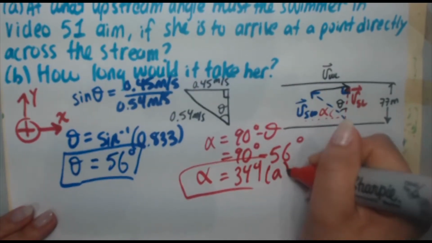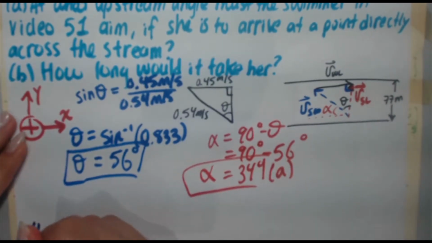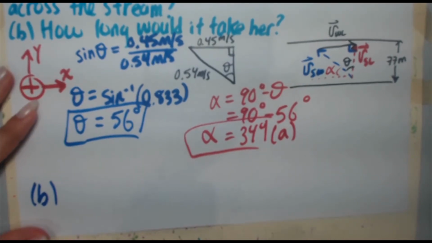So there is your answer for part A. And for part B, how long is it going to take her? Well, let's look at it this way. We know what angle she has to go at. In order to find the time, you have to know speed and you have to know distance. Let's take a look at it like this.